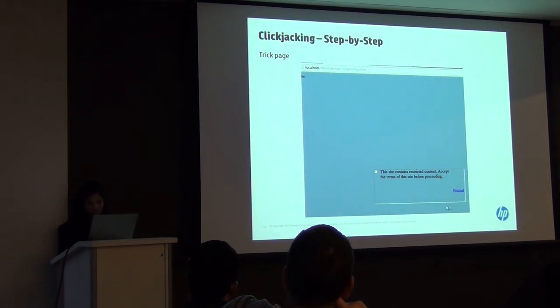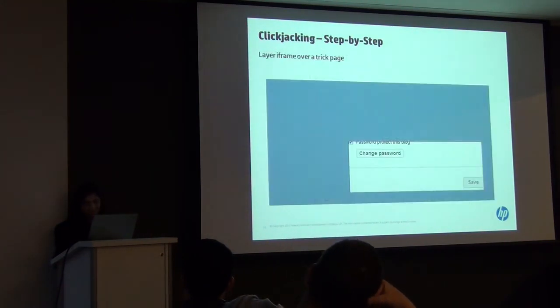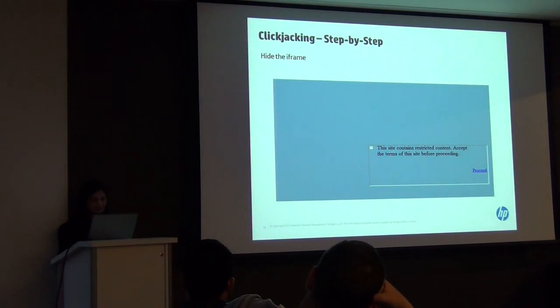It has a checkbox, and it has a submit link, right? So I created my trick page. Now I'm going to load the target inside the iframe, sorry. Did that, and lay over that iframe right where the trick page action contents are. Right here. And now make this iframe disappear.